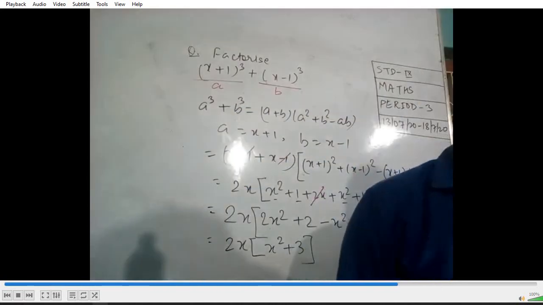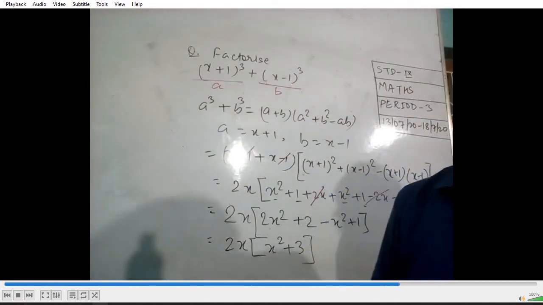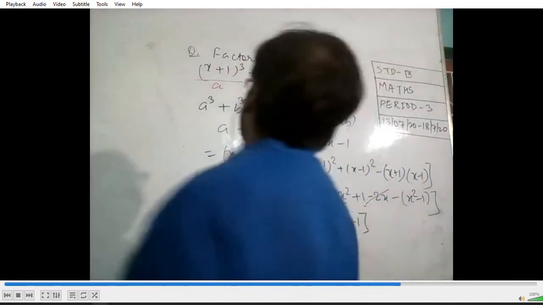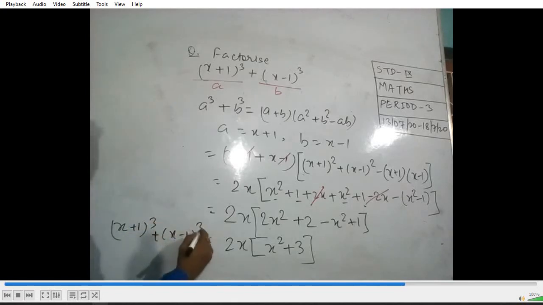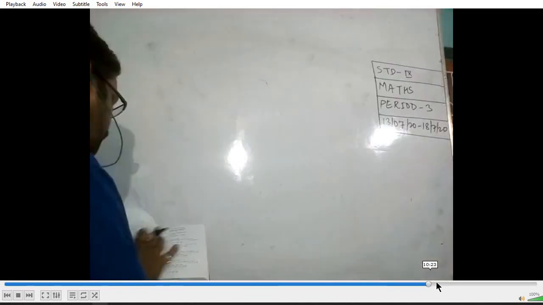One time you can see that. And this is equal to x plus 1 whole cube plus x minus 1 whole cube. Okay. So children, see, by using this identity we have solved this question and the solution has come. So the basic thing is that you remember the identities only, that is very important.